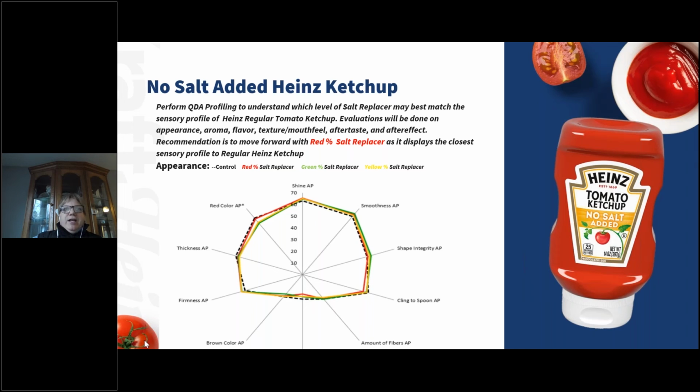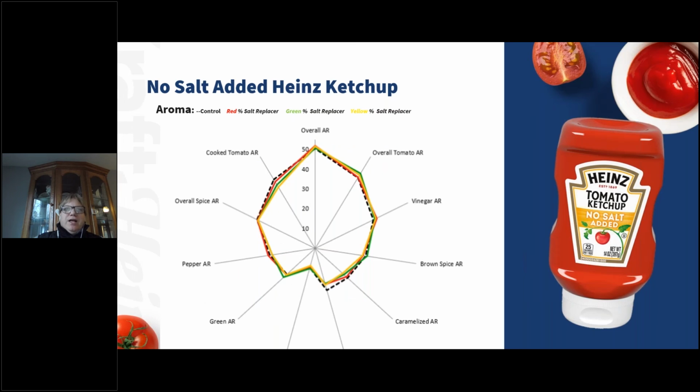The first thing we analyzed was appearance: the shine, how it looks on the host food, smoothness. We don't want to see any visible particulates. We want it to maintain its shape. It must have cling. An example of that is the cling to a French fry. The amount of visible fibers, liquid around the edges, which is syneresis, brown or dark colors, firmness, thickness and consistency, and red color. Next slide, please.